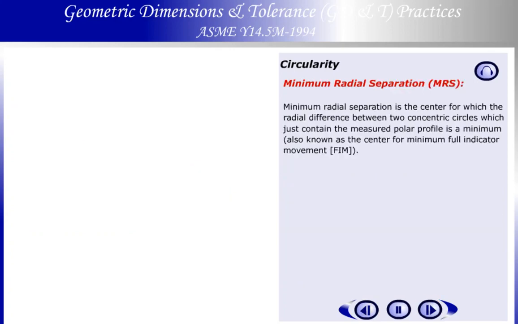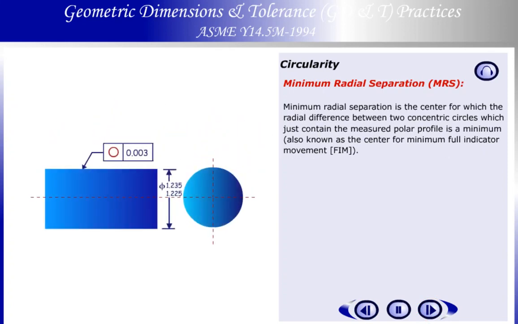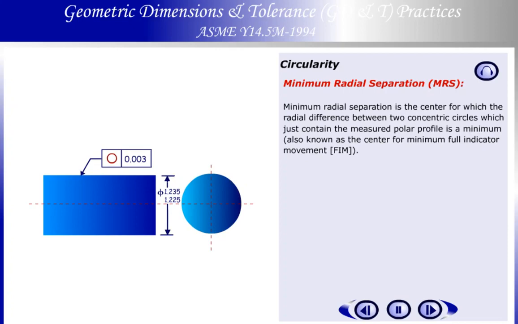Minimum radial separation, MRS. Minimum radial separation is the center for which the radial difference between two concentric circles which contain the measured polar profile is a minimum, also known as the center for minimum full indicator movement, FIM.